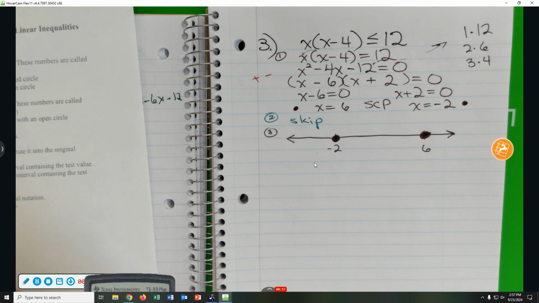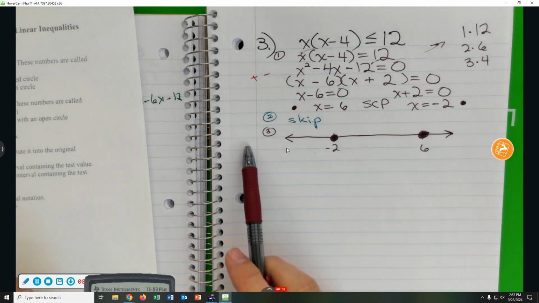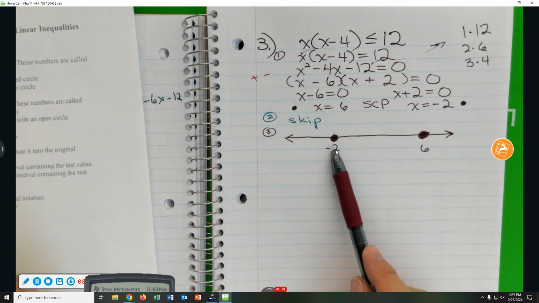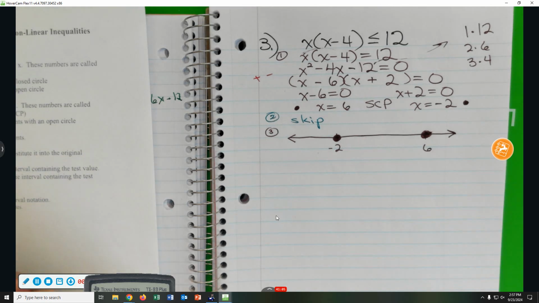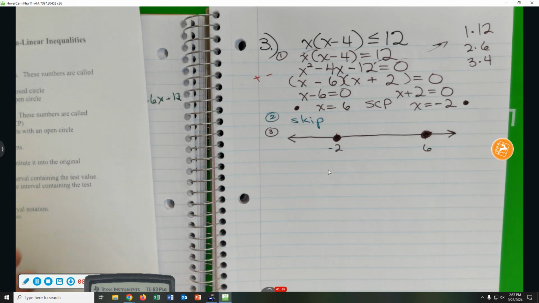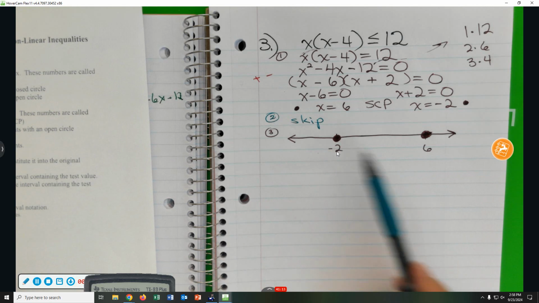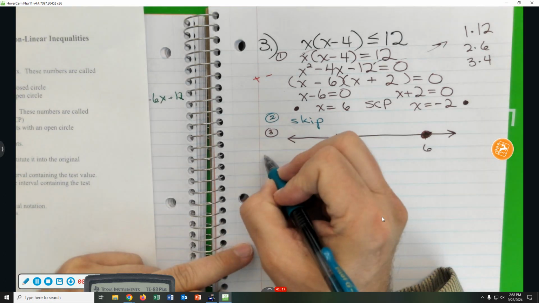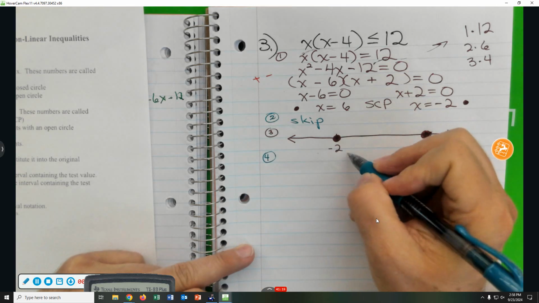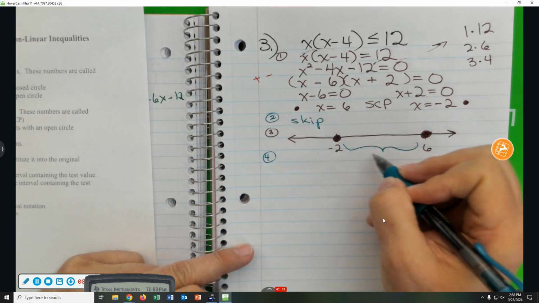Where's 0 located? Is it to the left of negative 2? Is it between negative 2 and positive 6? Or is it to the right of positive 6? It's to the left. Wait a minute, where is it? To the right of negative 2? Yes, okay, it's to the right of negative 2. It's between negative 2 and positive 6. So this is step number 4. We're going to test 0.